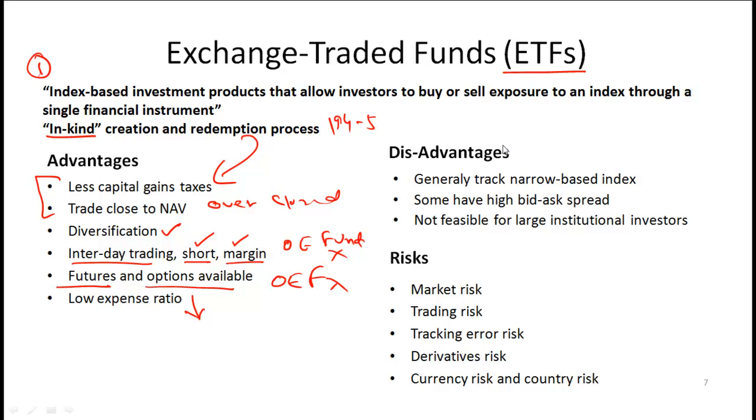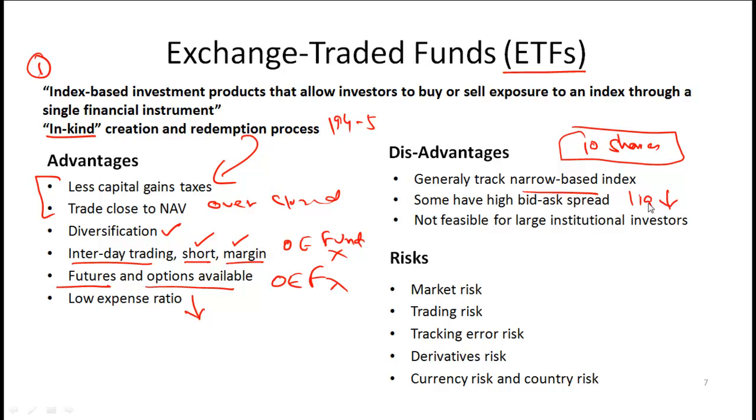What are some disadvantages of exchange traded funds? In some countries, the exchange traded funds simply track a narrow based index. What this means is that in a given country you might have an index of just say 10 shares. So this is a narrow based index, and obviously then the ETF is only tracking those 10 shares and not the overall market. Now obviously if the ETF is based on a broad based index, then this disadvantage does not apply.